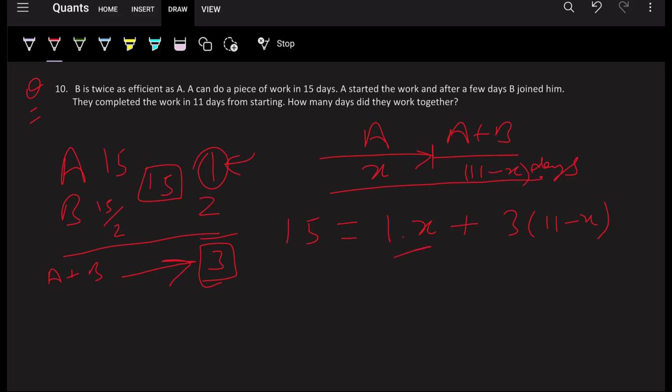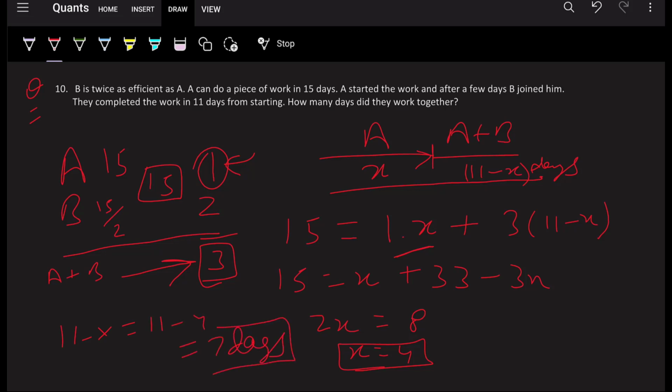Okay, why? Because work done is what? Work done is efficiency into number of days. Okay, so from here we get 15 is equal to X plus 33 minus 3X. So we get 2X is equal to 8, X is equal to 4. So they work together for 11 minus X, which is equal to 11 minus 4, which is equal to what? 7 days. So for 7 days they work together. So this is our answer.